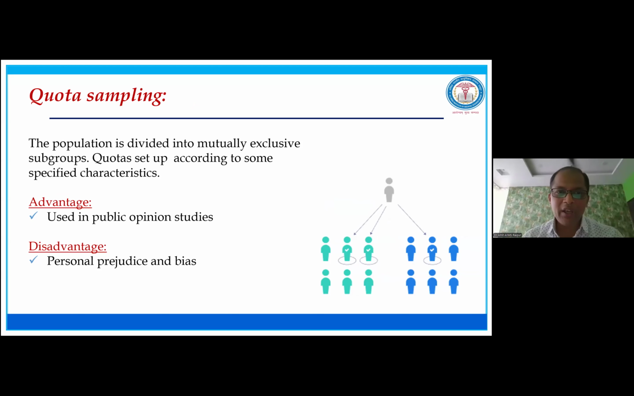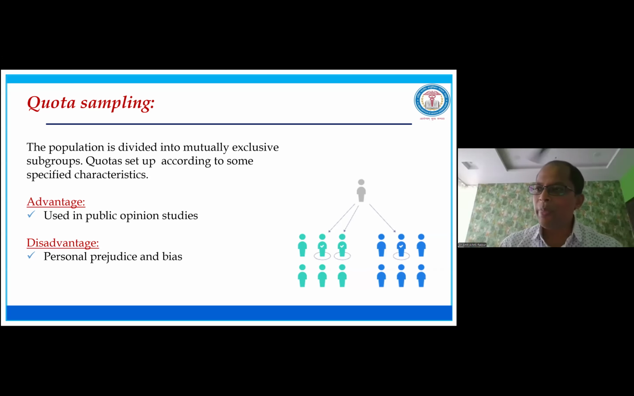Another one is quota sampling. Here, the researcher or investigator divides the total population into different subgroups which are mutually exclusive, and then fixes some quota with specific characteristics. For example, I can divide the population into two groups, males and females. Then I just want 70 males and 30 females in my study, with a characteristic of age more than 40 years. So the researcher decides the quota and particular characteristics to include study participants in the sample.